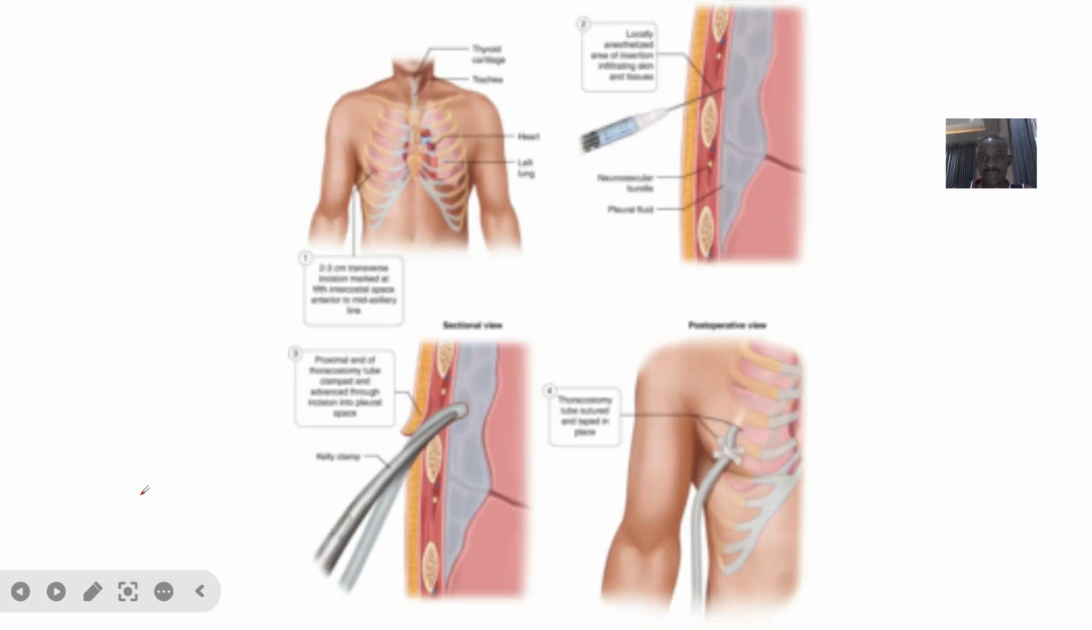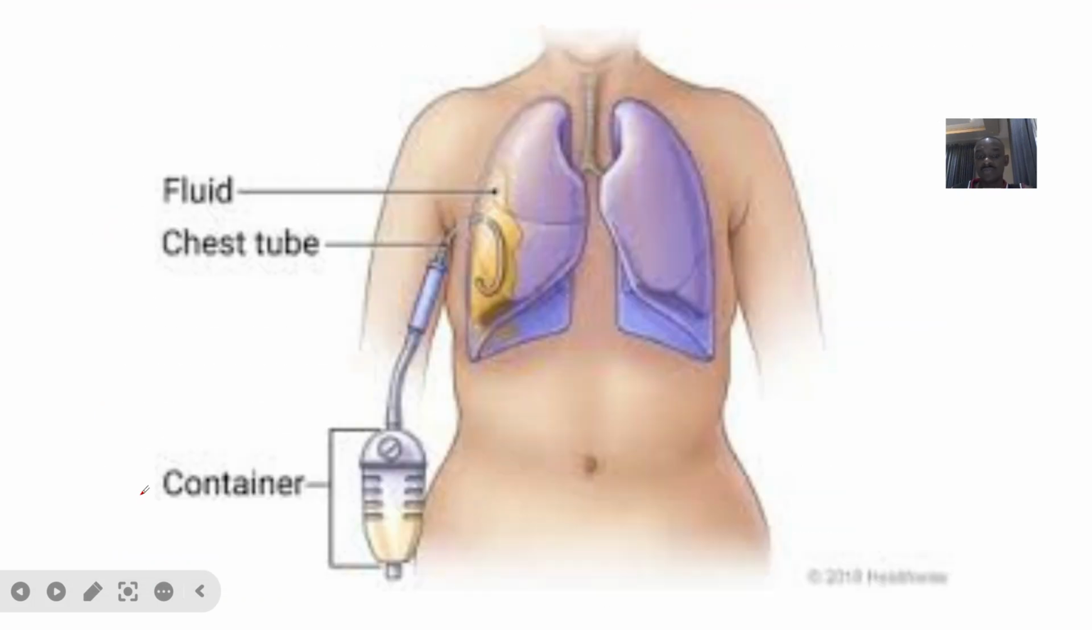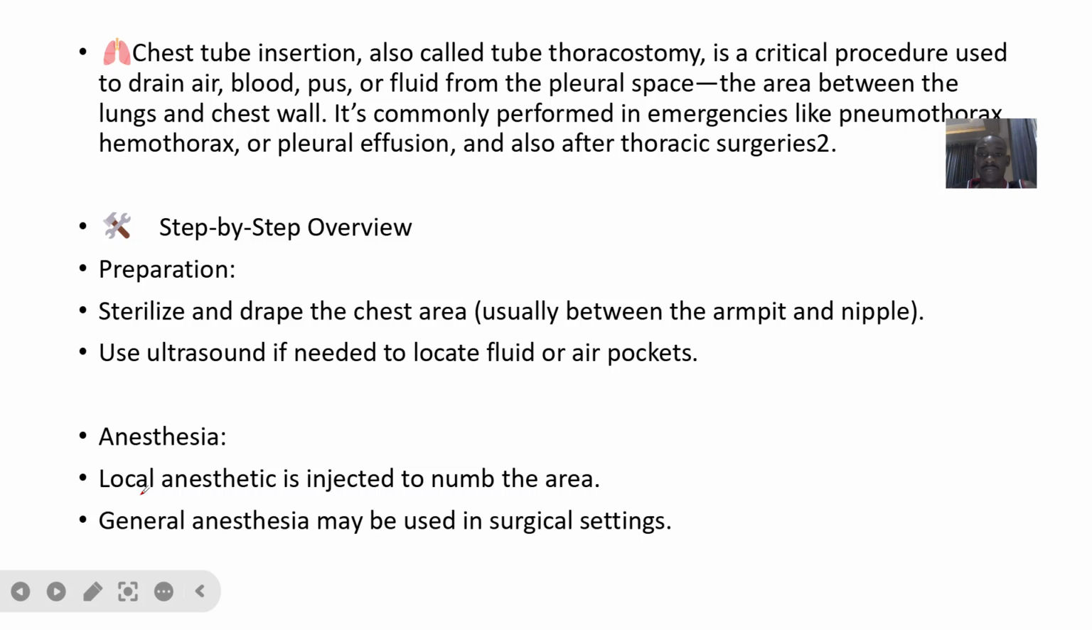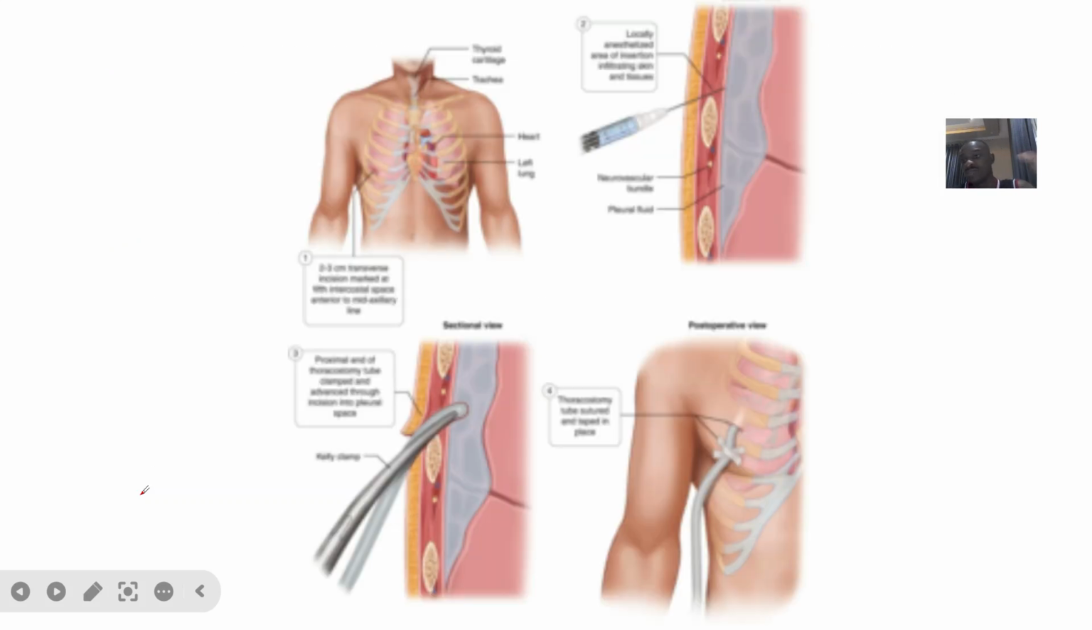All right, so we are looking at what is known as chest tube intubation. It's a way of putting a tube into the chest. Now, you are putting this tube into the chest because you want to drain out some things. You understand? You want to drain out some things.